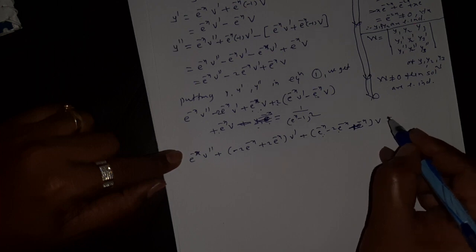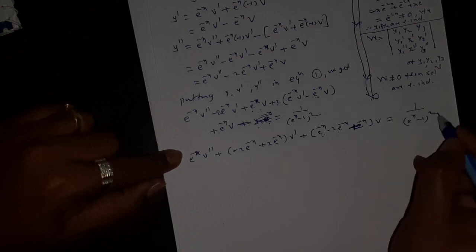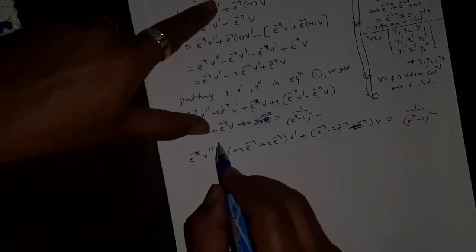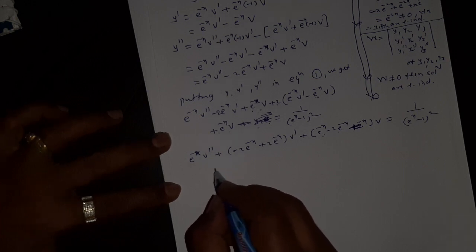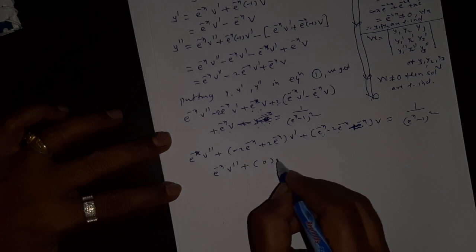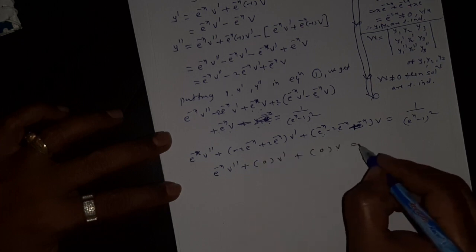V is equal to 1 by (e raised to x minus 1) bracket square. Here write y as e raised to minus x v. And so the coefficient of v dash is 0. Here the coefficient of v is also 0.